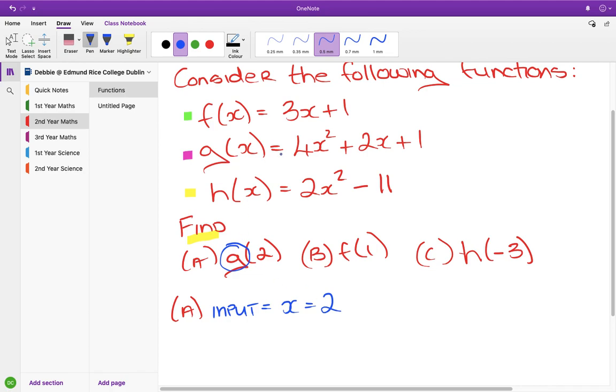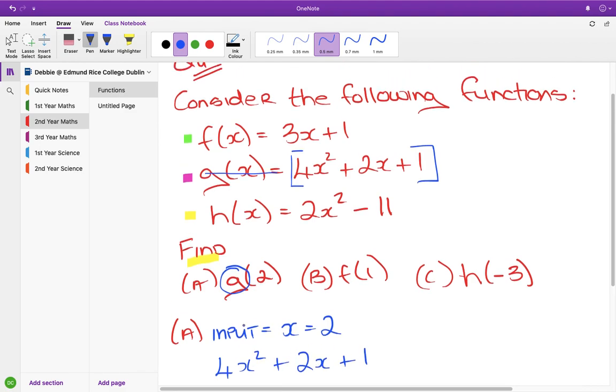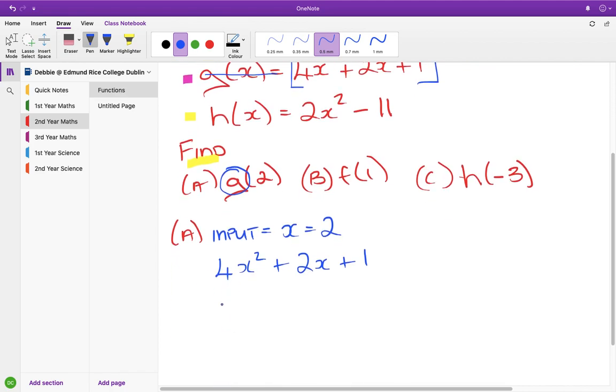Okay, so I'm going to go up here and get the g function. Remember, this first part is just the identifier, so the important bit is this. So we're going to write down 4x squared plus 2x plus 1, and we're going to make every x a 2. So it's 4 bracket 2 squared plus 2 bracket 2 plus 1.